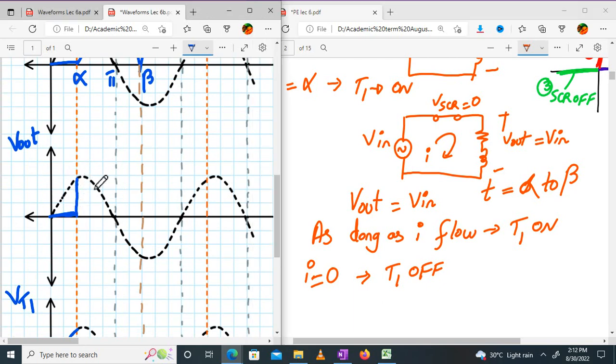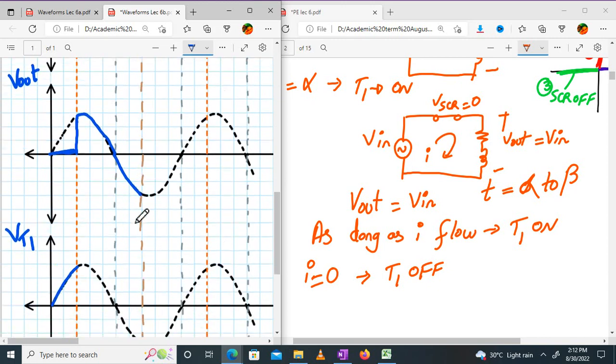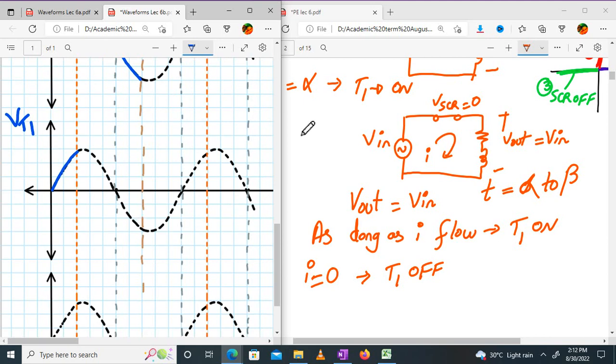From alpha to beta. Earlier, in the resistive load, it was stopping over here. But now it will continue up till here, because V in is equal to V out. Right? Now what happens after that? What is happening to the thyristor voltage, V of T1? Thyristor voltage is 0, so it will go to 0 up till beta.